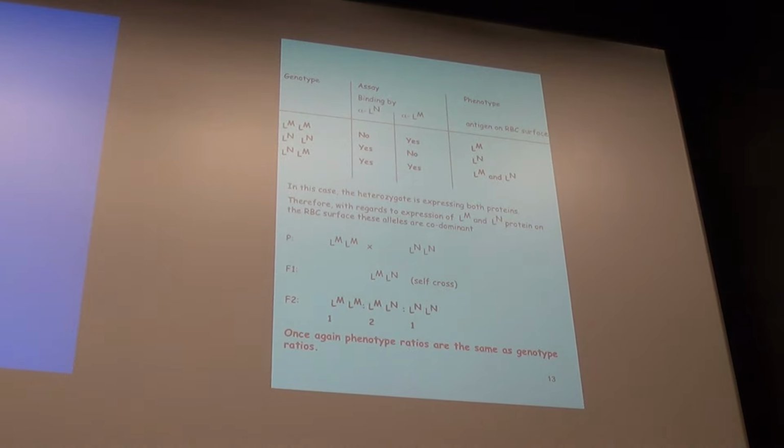Okay. So the phenotype ratios are the same as the genotype ratios. So in that sense, they follow the incomplete dominant rule. Codominance and incomplete dominance follow the same rules, basically. But keep in mind, the codominant phenotype is different from the incomplete dominant phenotype. There's a subtle difference, and it's different.